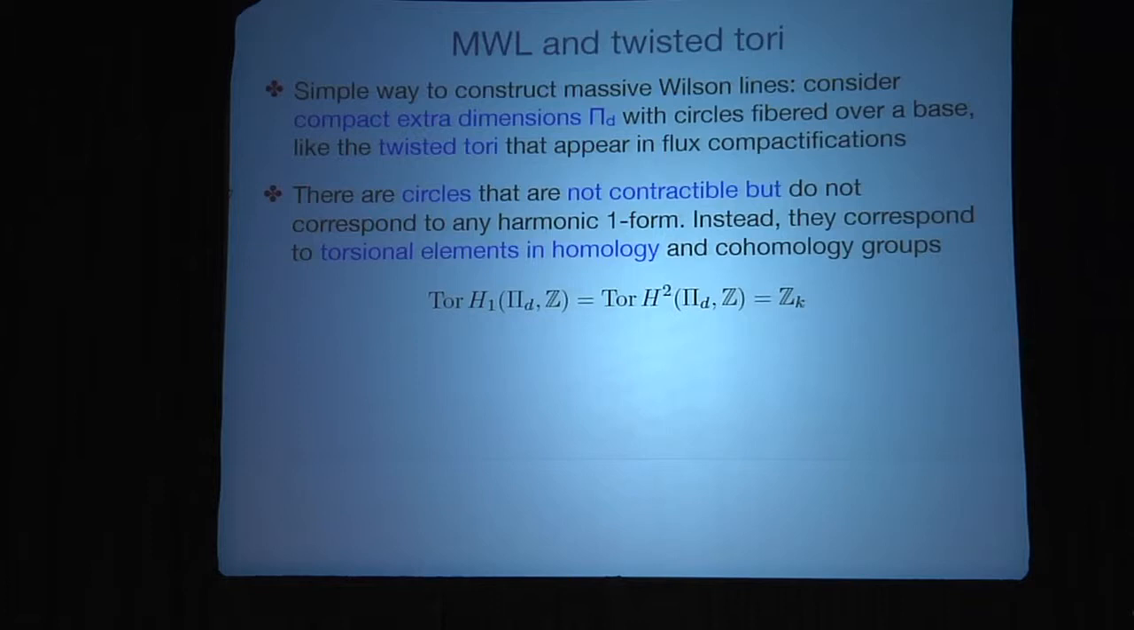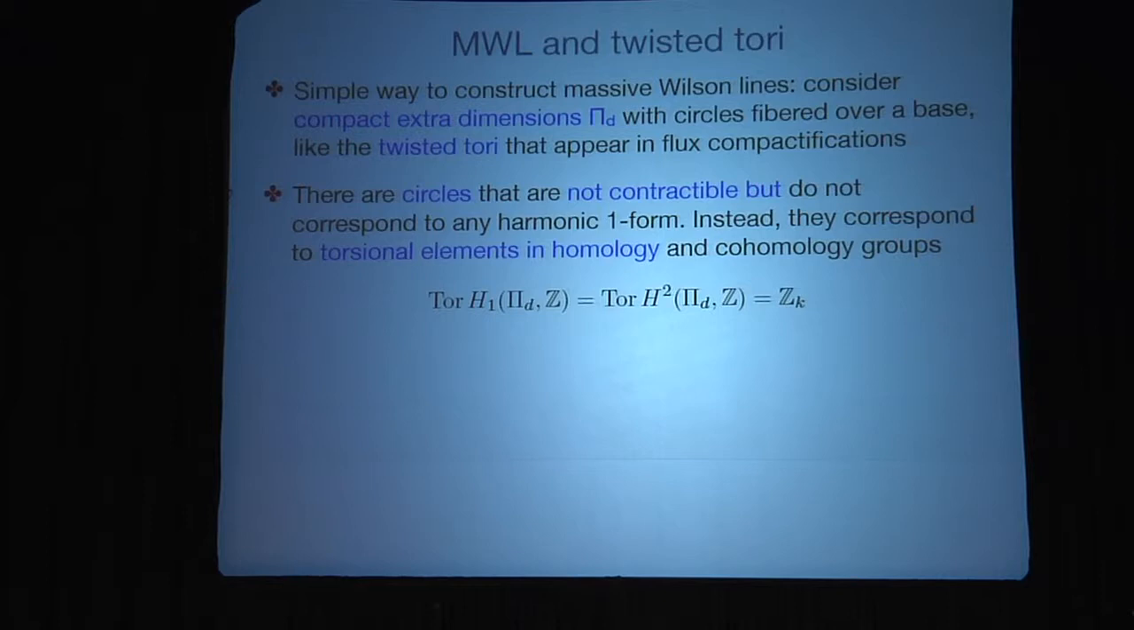And these twisted tori, which are dual to backgrounds with fluxes, have circles which are not contractible, but they do not correspond to any harmonic one form. Basically, what you have is cycles which are torsional in homology. One of them is non-contractible. N of them will be contractible. It will be trivial in homology. And then they are classified by these topological groups that are not so familiar in dimensional reduction, but they are nevertheless there in general manifolds.